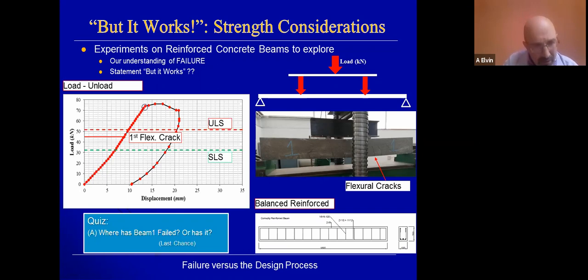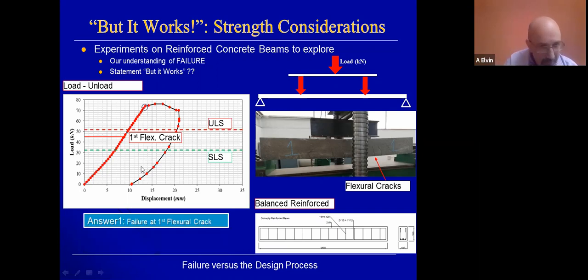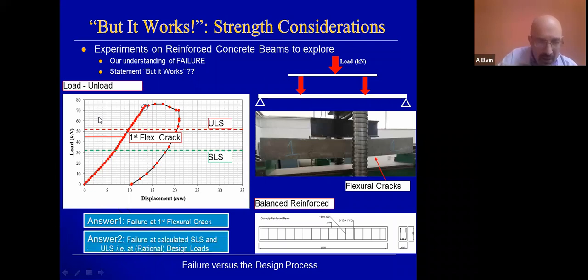where the first failure has occurred? Yes or no? Where has the beam failed, or has it? Last chance. Okay, let's look at the answers. Answer 1, failure at first flexural crack. Clearly here it has failed. In reality, the beam has failed right here. As soon as the first flexural crack occurs, it has failed. Let's look at a second answer.